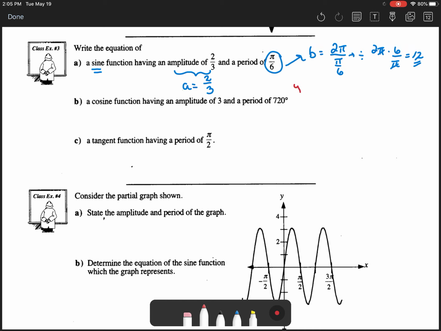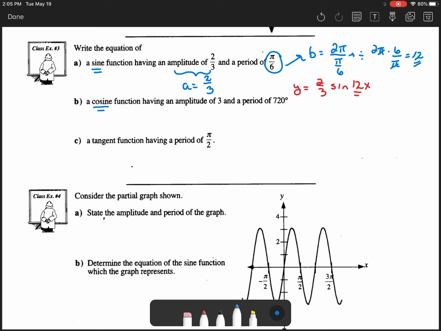So therefore, your equation will look like this. Y is equal to 2/3 sine of your b value, which is 12, and then x. So there's your b value. Your b value is not your period. They are related, but they are not the same value.